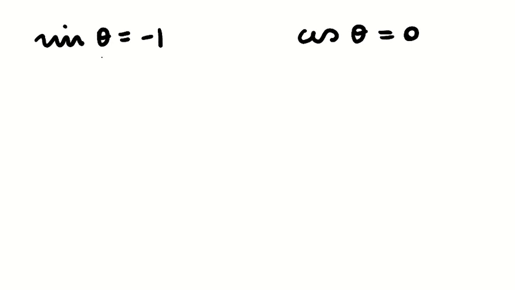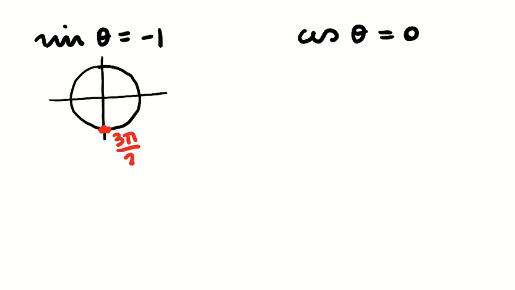Sine of theta equals -1. Well, -1 is as negative as sine can get. We saw that happened at the top and bottom of the unit circle. If sine is y and y is -1, that only happens right here, and we know what that is. That's 3 pi over 2.